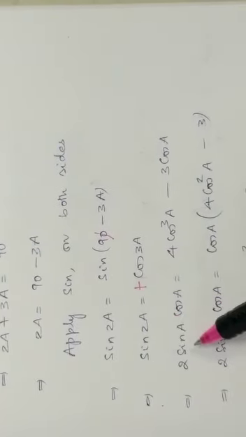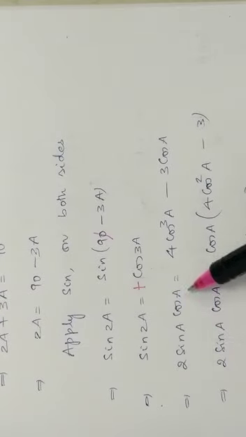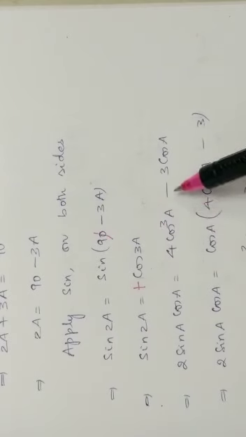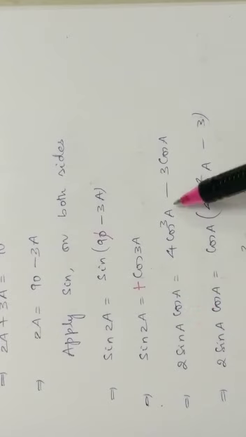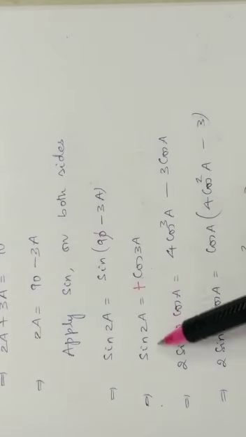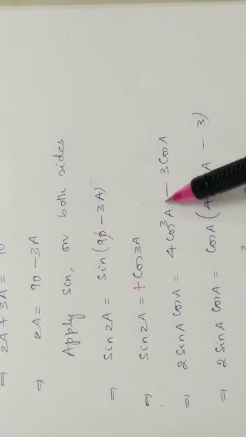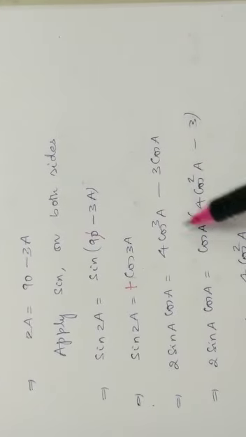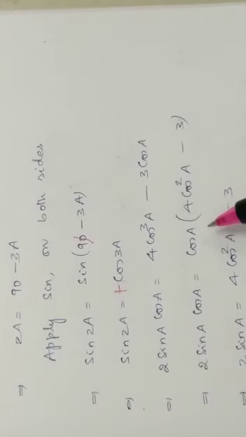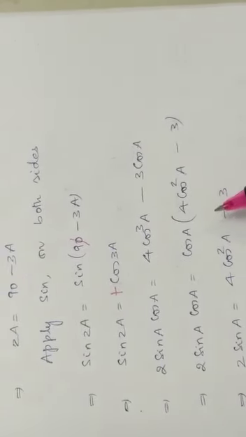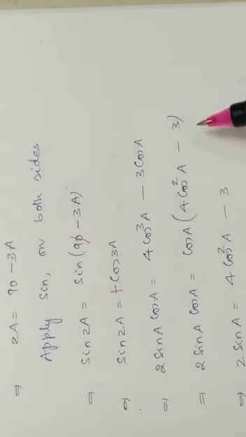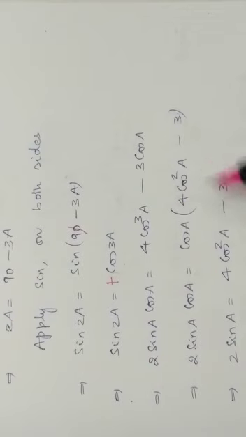Sine 2A formula: 2 sin A cos A. Cos 3A formula: 4 cos cube A minus 3 cos A. These two are formulae of sin 2A, cos 3A. In these two terms, take cos A common. So, cos A equal to 4 into cos square A minus 3.